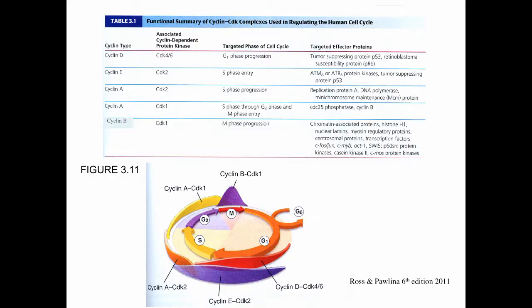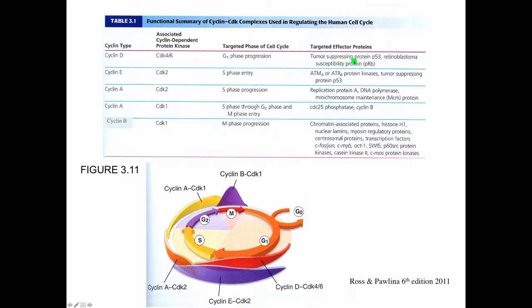This is a little bit more complicated view of the cell cycle. This table and figure come from the textbook that we use for the course. It's beyond the scope of what I want you to know for our course, but it makes a couple of interesting points. First of all, the figure shows you in general where the cyclin and cyclin-dependent kinases are active in the cell cycle, tracing through from G1 through S, G2, and M. And then the table shows you some of the targeted phases of the cell cycle where these cyclins and cyclin-dependent kinases operate, and gives you an idea in broad scope of some of the effector proteins that are targeted.